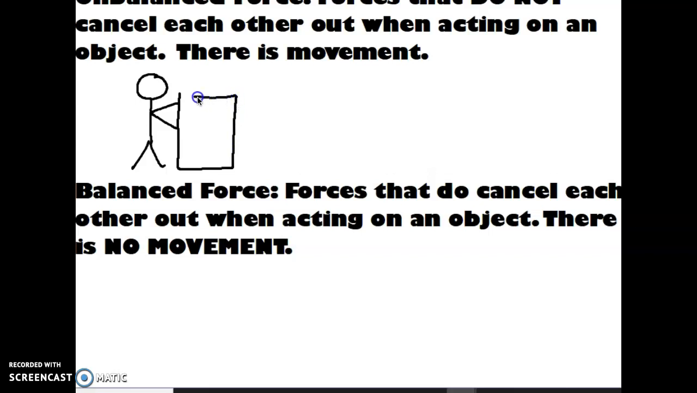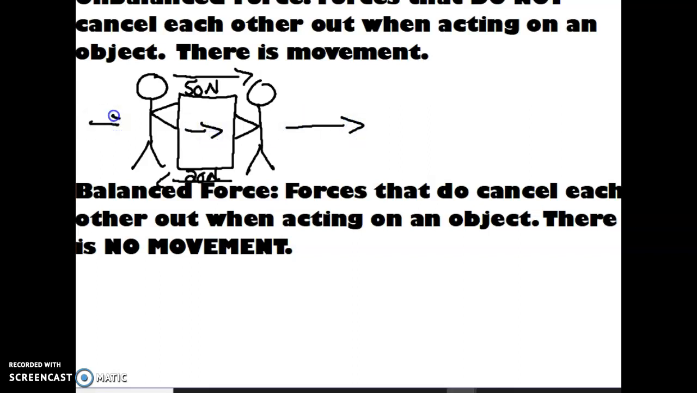If I have a person pushing on this box with 50 newtons, that's what the N stands for, and I have a person on this side who is pushing in this direction with 20 newtons, obviously the person pushing towards the right is pushing with more force, correct? So the box would move in this direction.